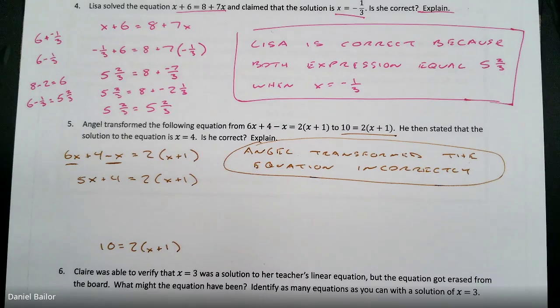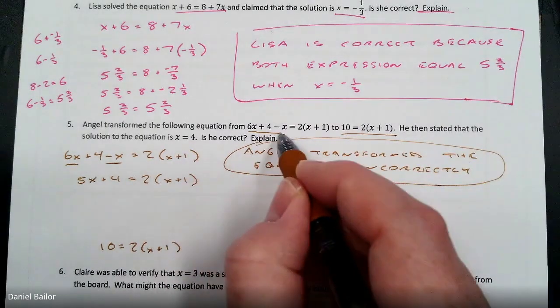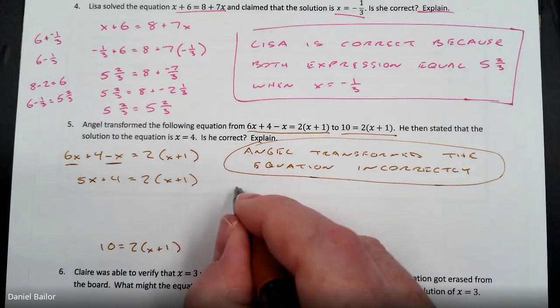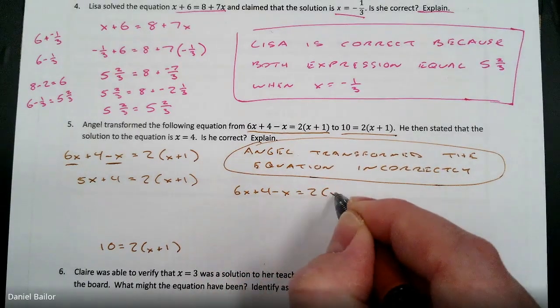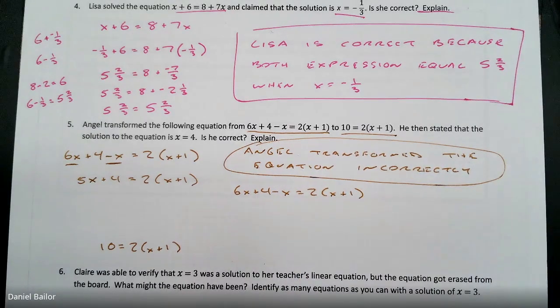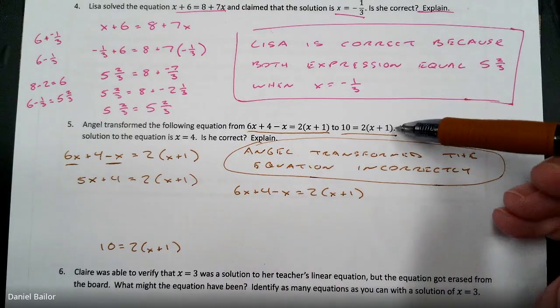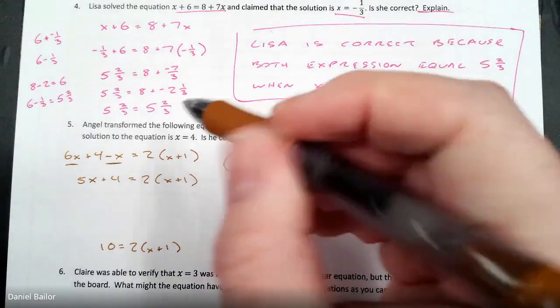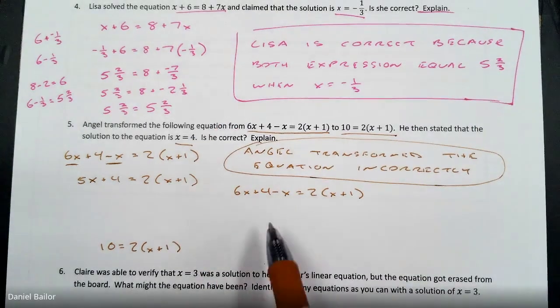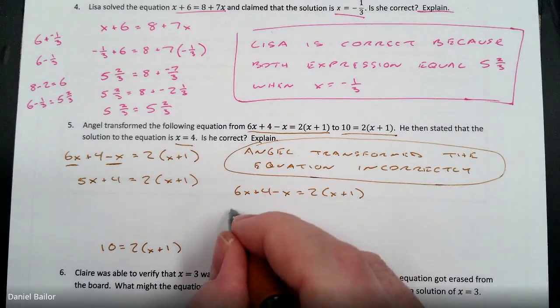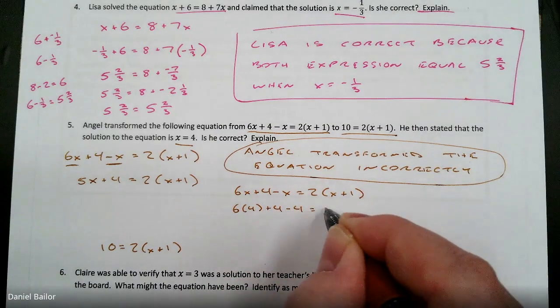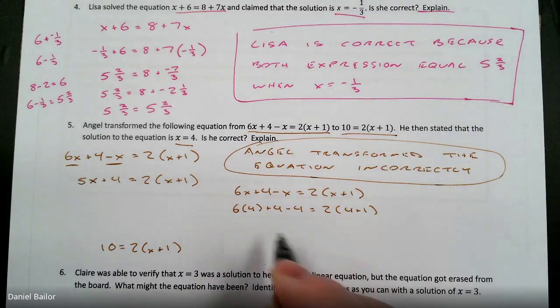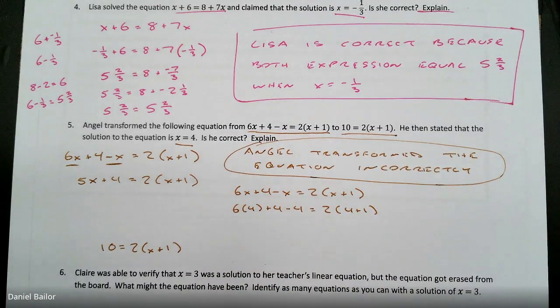But let's still check, just for funsies, if x equals 4 is a solution to the equation he started with. Let's take the equation he started with and see if x equals 4 works. Maybe he transformed badly, but he still got the right x. Maybe. I don't know. Let's check. So let's take what he started with and put the 4 in there. Every time we see x, we're going to put in a 4. And then we're going to just use arithmetic to solve.